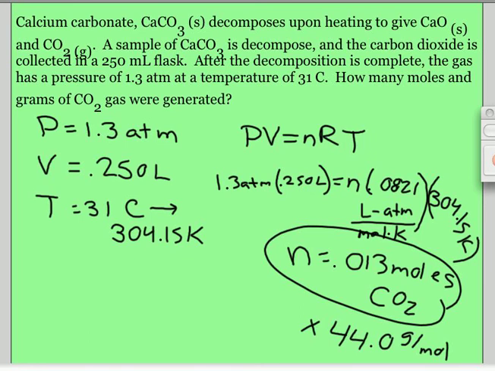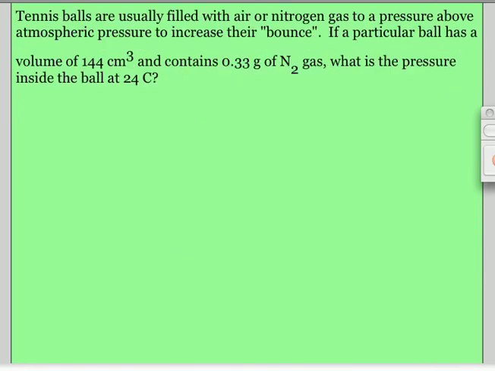All right, next one. When you buy tennis balls and they're nice and bouncy, they have air and nitrogen in them, and they give us that nice bounce. What we want to know is basically what's the pressure inside the ball if we know this information. So first thing they tell us is our volume is 144 centimeters cubed, which is 144 milliliters, or 0.144 liters.